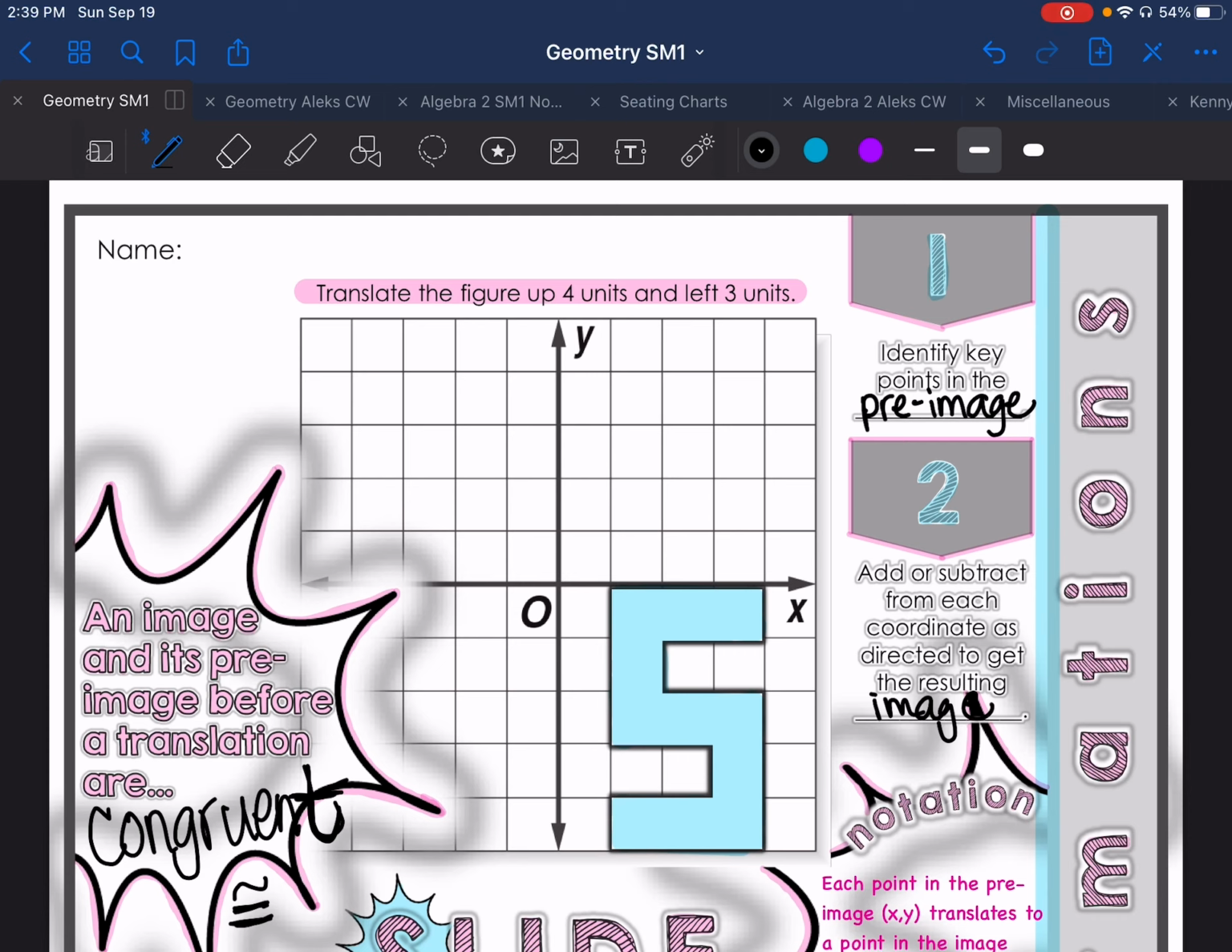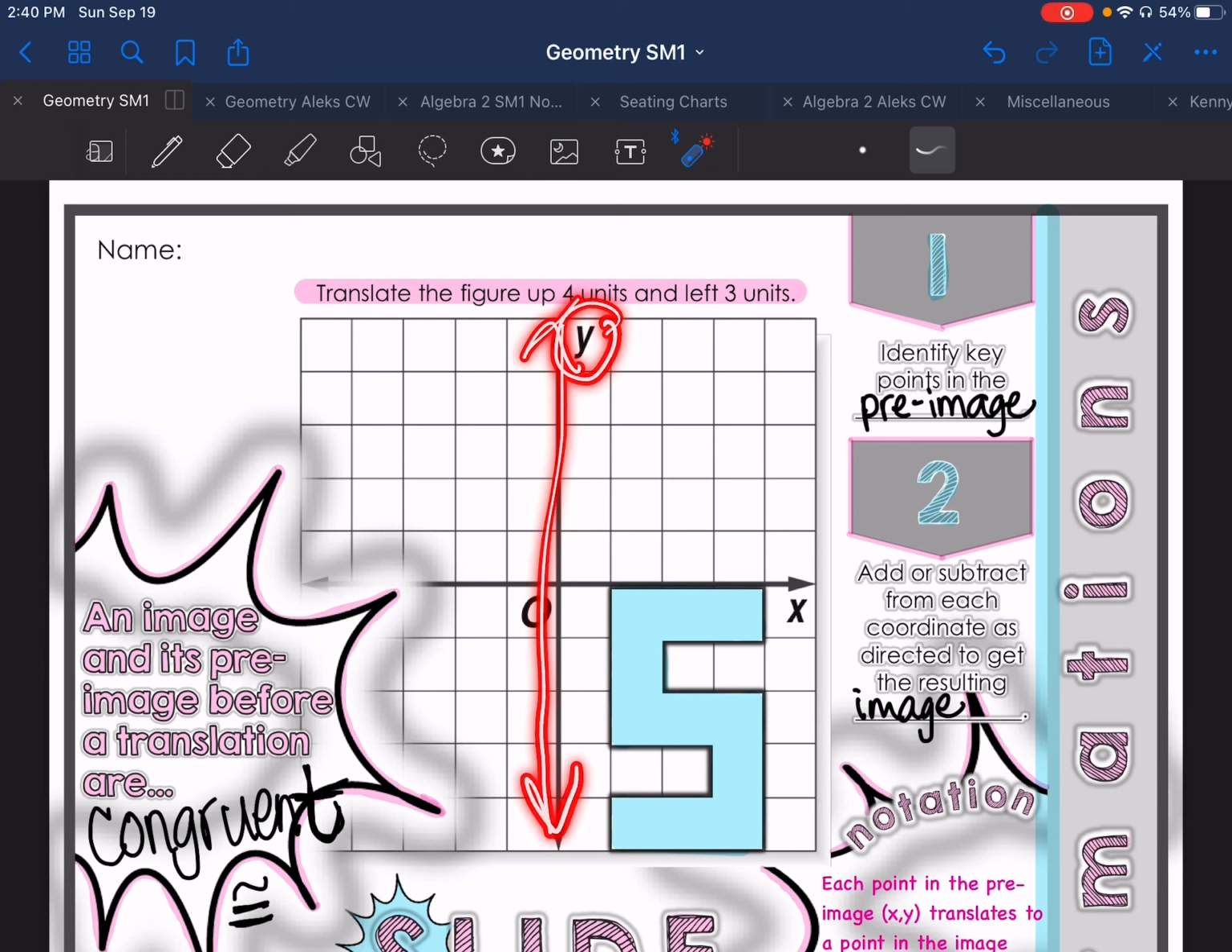So notice right up here, let me squeeze that over so you can see it. They're going to ask me to translate it 4 units up and 3 units to the left. I can think of this as adding and subtracting. Remember, my x-axis goes from left to right, so that would be my subtraction of my x, and my y-axis goes up and down, so that would be my adding my 4 to my y value.